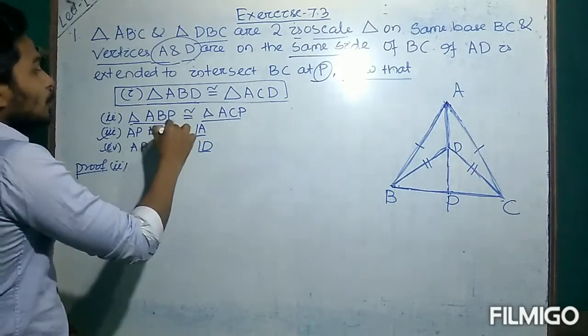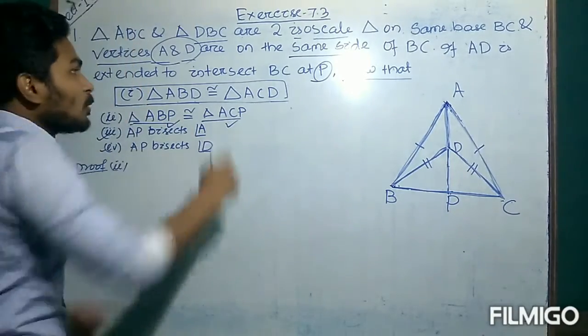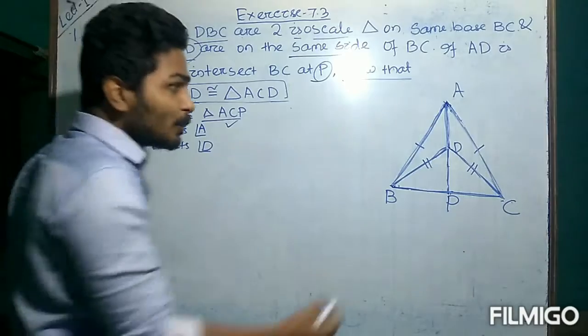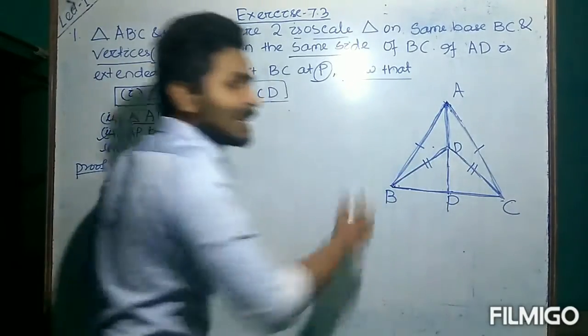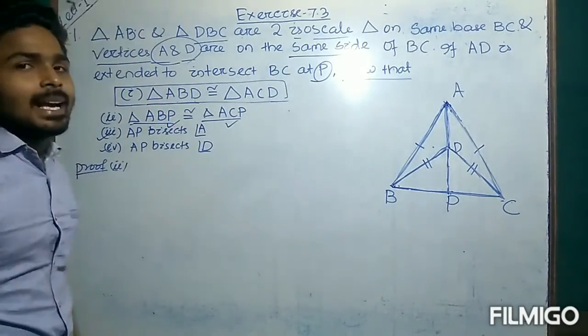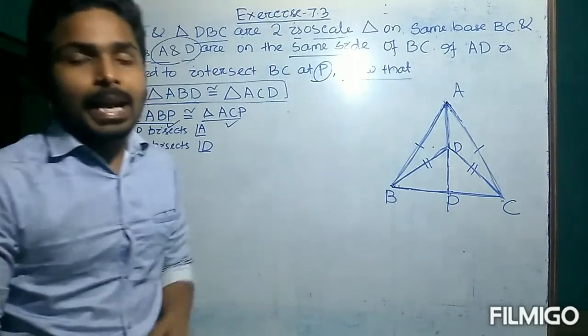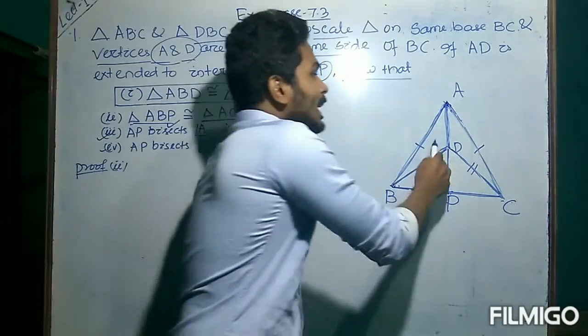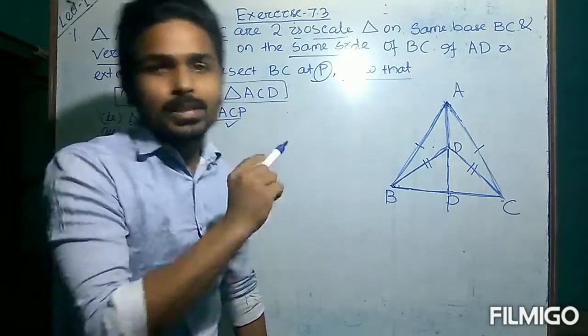Okay, how will we prove that this triangle and this triangle are congruent? See, in statement 1, what have we proved? In statement 1, we have proved that triangle ABD is congruent to triangle ACD. Yes or no? Yes, we have proved it. Now, remember the theorem, axiom number 7.2. According to axiom 7.2, if two triangles are congruent, then their corresponding angles must be equal.